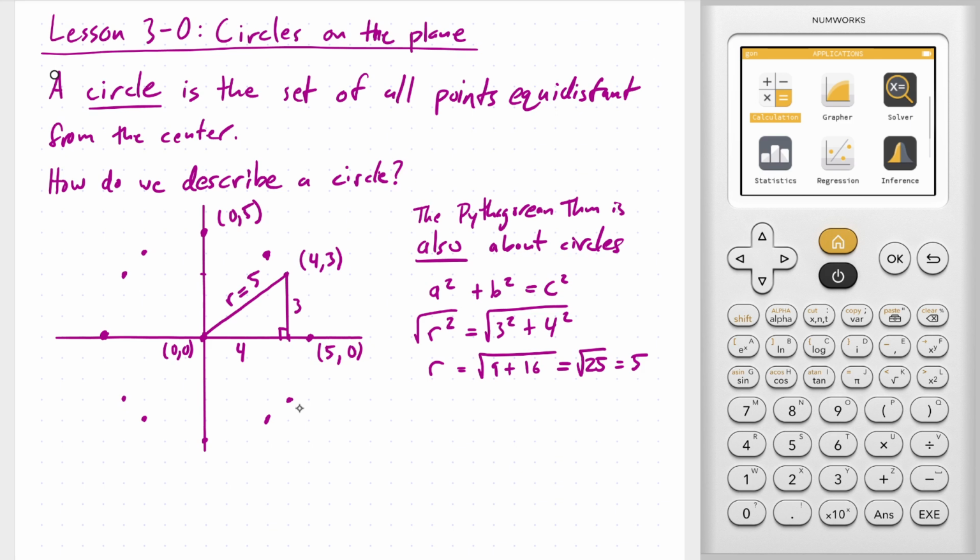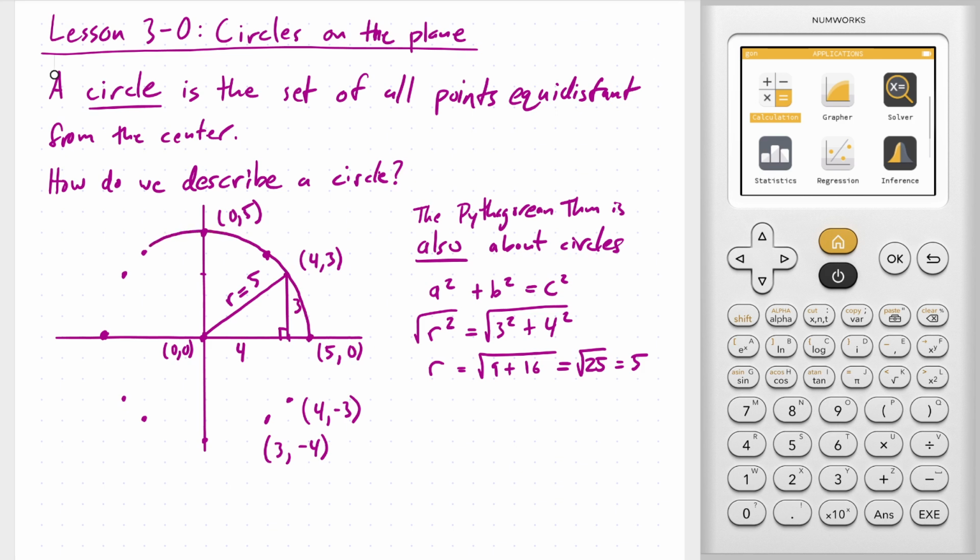Okay, and this point right here, instead of 4, 3, it is 4, -3, and down here, this point right here is 3, -4, and if you want, you can go around and label the rest of the points. So the interesting result here is that all of these points are 5 units away from the origin, and so I could use them to draw sort of a circle.